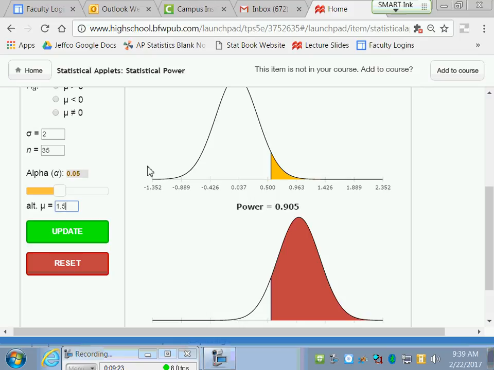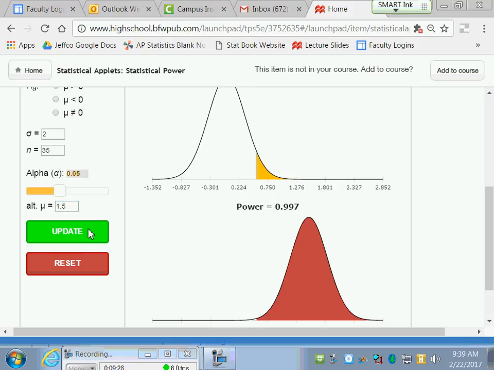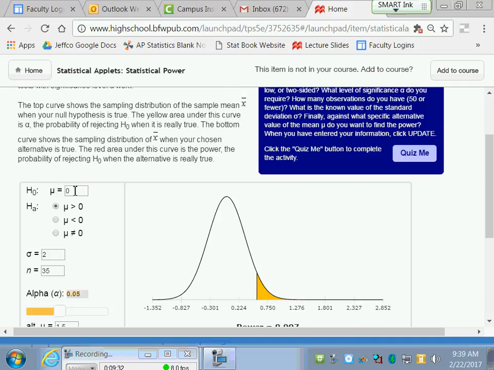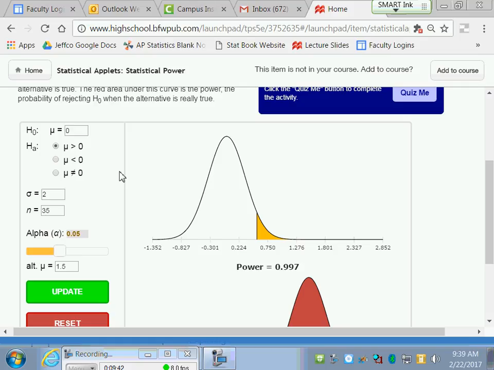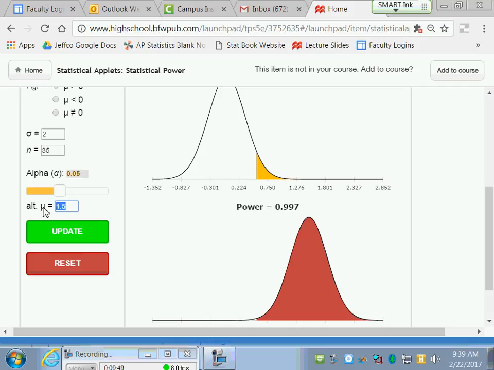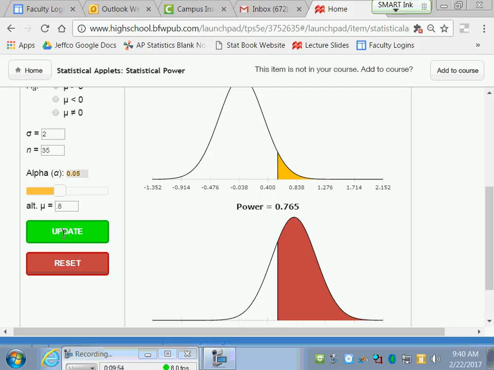All right, so if I increase this to 1.5, what happens to my power? A lot stronger, right? So what is this called when I have a bigger difference between my null and my actual effect size? All right. So if you increase the effect size, what does that do to the power? Increases it. What else was I supposed to test? 0.8. So 0.8 is going to be less, right? Cool. Owen, what's the next part say?